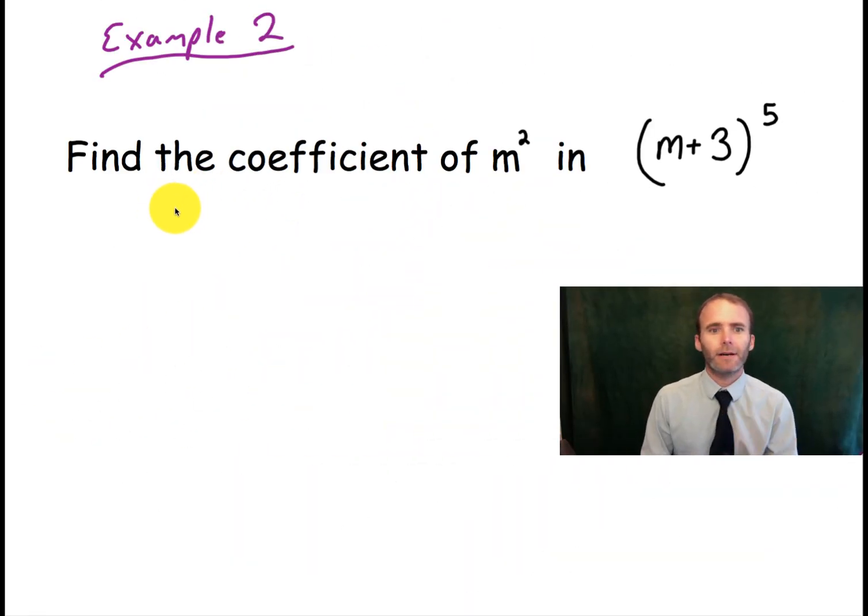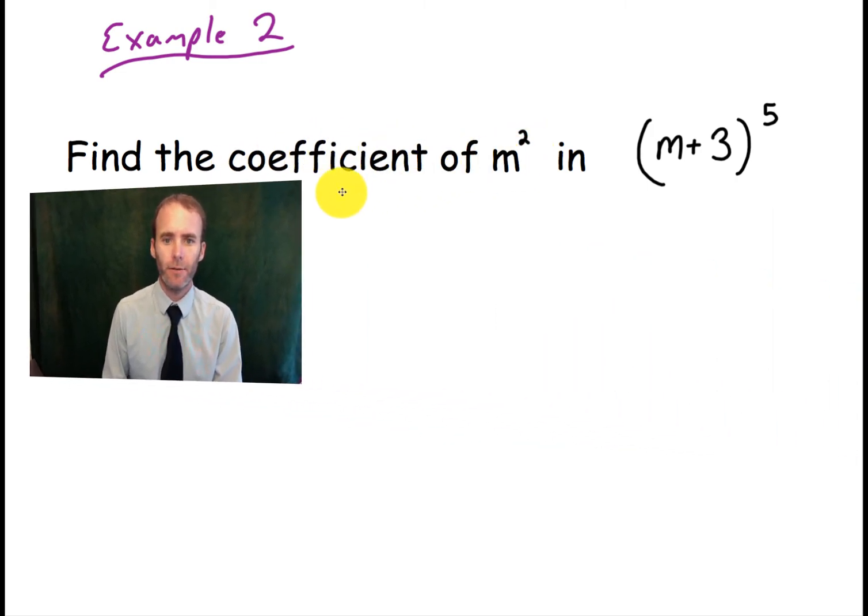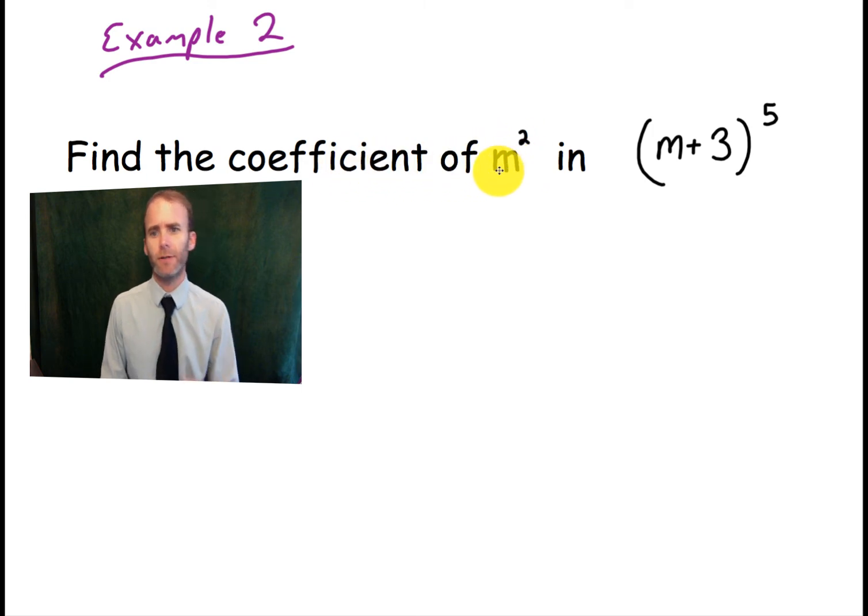Okay, let's look at this question. This one doesn't ask you to expand the whole binomial. It just asks to find the coefficient of m squared. So coefficient. Ooh, what's that word? Coefficient. Well, if you remember back, that's the number that comes before the variable. So we're looking for what is the coefficient of m squared. What goes in front of the m squared term in this binomial raised to the 5th power.